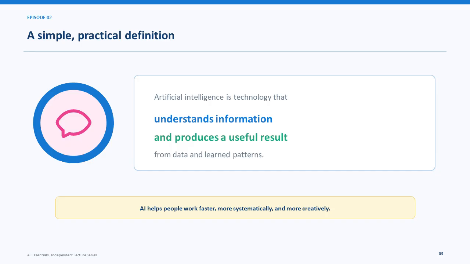For this course, we can use a straightforward definition. Artificial intelligence is technology that interprets information and produces a useful result by drawing on data and learned patterns. The word useful is important. An output becomes valuable only when it serves a clear human purpose and can be reviewed before it is used.